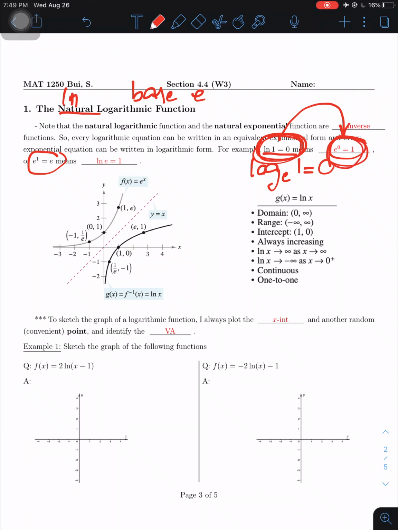So first of all, if you have e to the first power equals e, we're going to have something like log base e of e equals 1. Why do I know that? Because in here, if I write like this, and if I do the circle thingy, I'm going to end up having e to the first power equals e, okay?